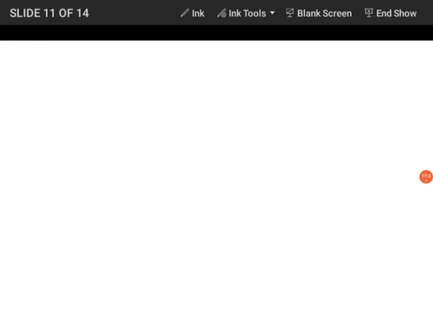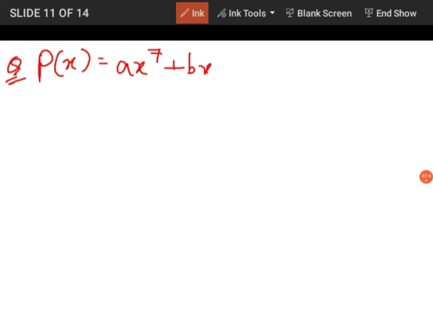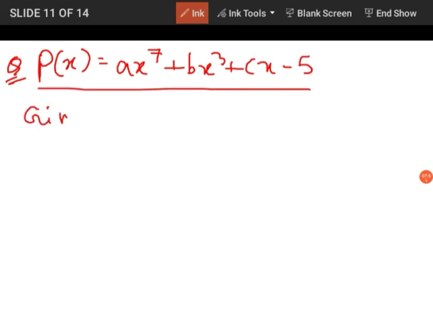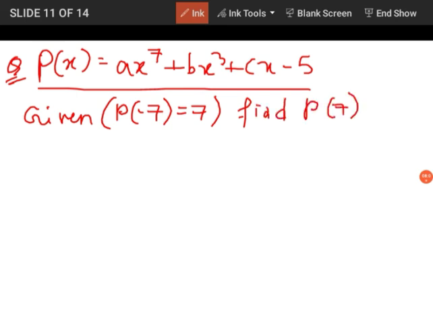Now take some homework. The first homework is, say we have a polynomial. Okay, we studied polynomial, right? So we have a polynomial p of x, which is equal to, very simple questions I will give, extremely simple and extremely easy, x cube plus cx minus 5. This is a polynomial given. p of -7 is 7. Find p of 7. This is your question.